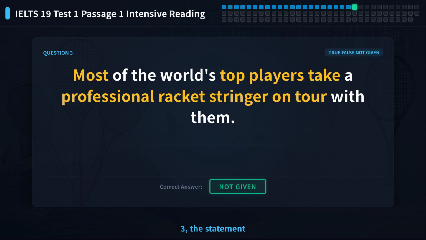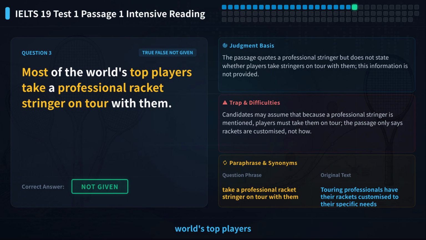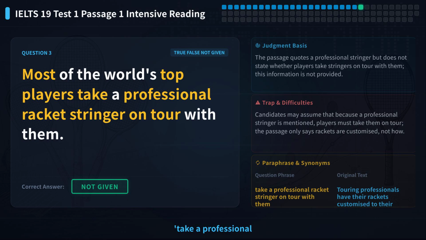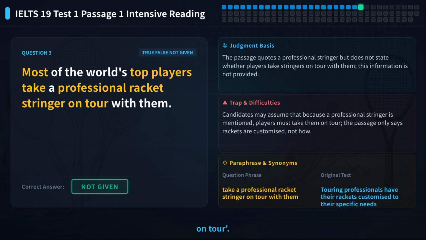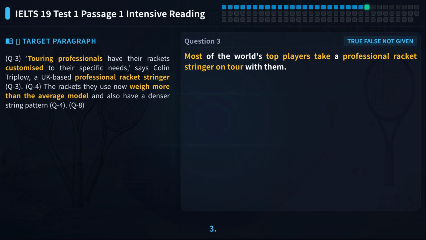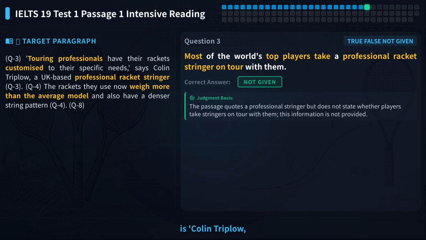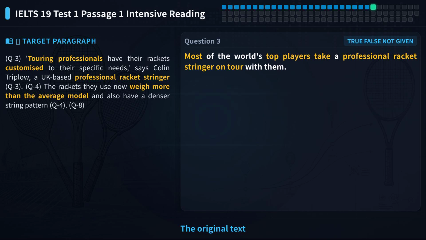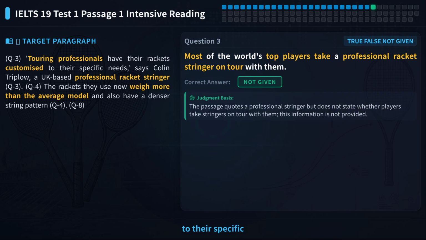Let's look at question 3. The statement says, most of the world's top players take a professional racket stringer on tour with them. Key clue words, take a professional racket stringer on tour. Locate paragraph 3. The scanning landmark is Colin Triplow, a UK-based professional racket stringer. The original text says, touring professionals have their rackets customized to their specific needs, says Colin Triplow.